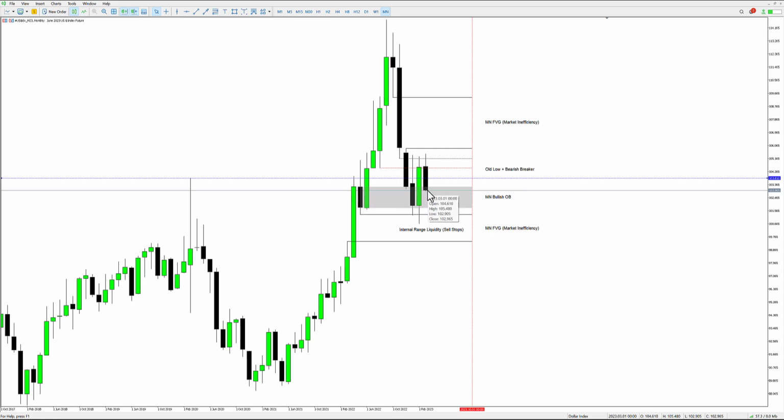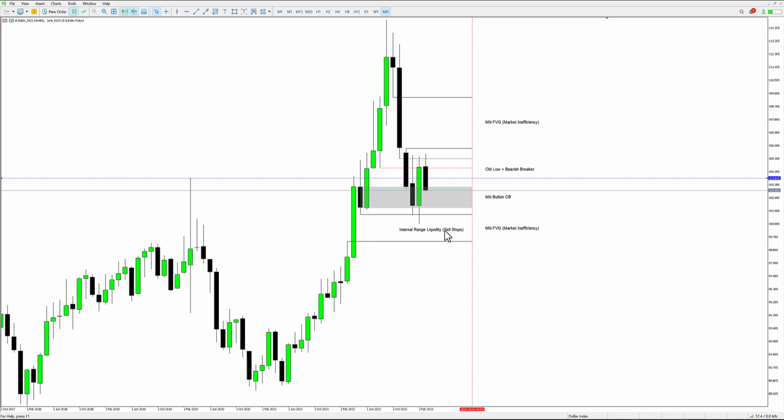So I would say that internal range liquidity of sell stops will be the draw on liquidity. I expect price to move lower. Move lower from where? From a premium level, from premium areas. That's where I'm looking for dollar to find resistance for a further push to the downside, right?